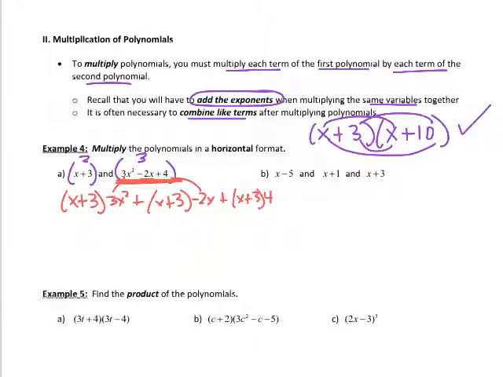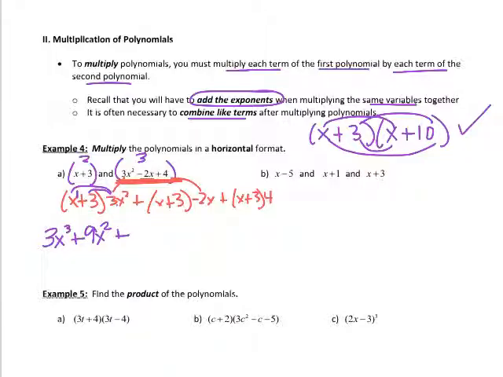So if I do that, I'm going to multiply 3x squared times x, and I'm going to multiply 3x squared times 3. So that's going to be 3x cubed. Remember, this has a little 1 right here, so I'm adding the exponents, plus 9x squared. All right, so I've done that one.